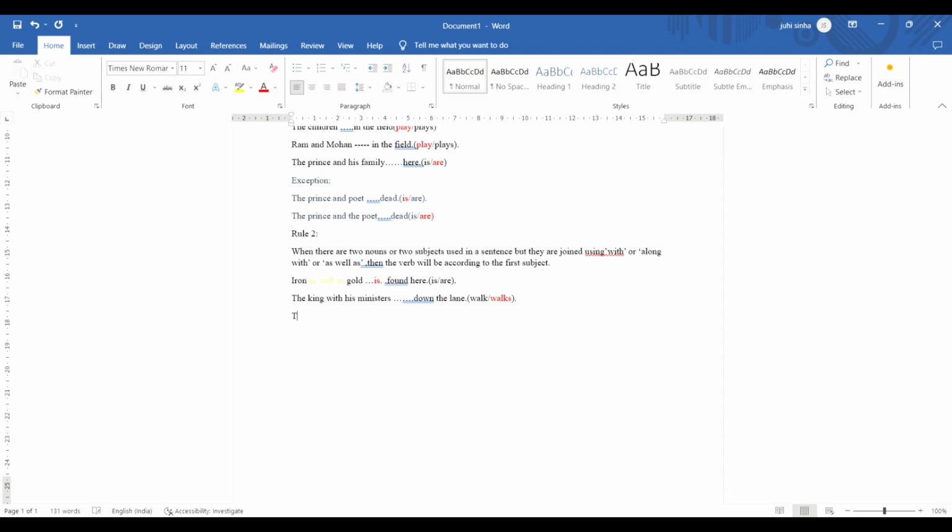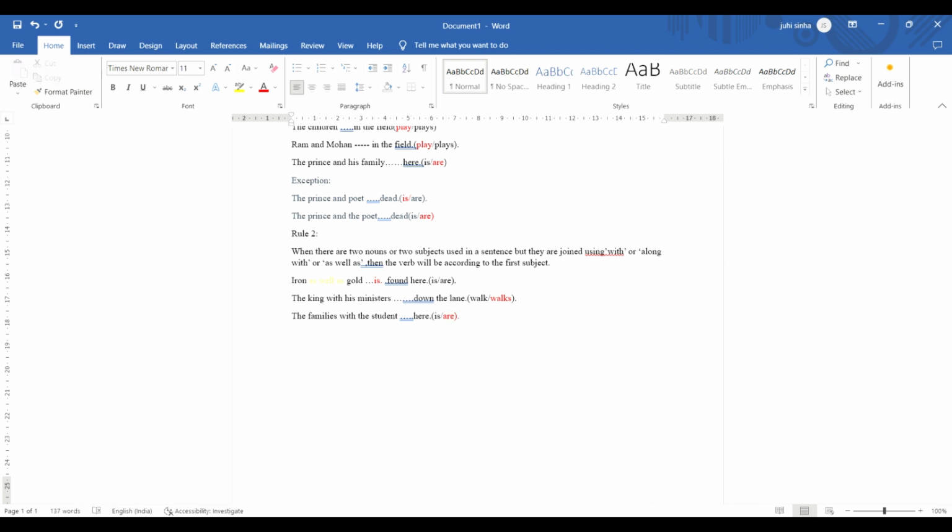Okay, one more example. The families dash with the student dash here. Now in this case, as we can see, there are two nouns, that is families and student. Because the first subject is families, my answer will be are, not is. Because the second subject is singular but the first subject is plural, that is families. So the answer should be are.